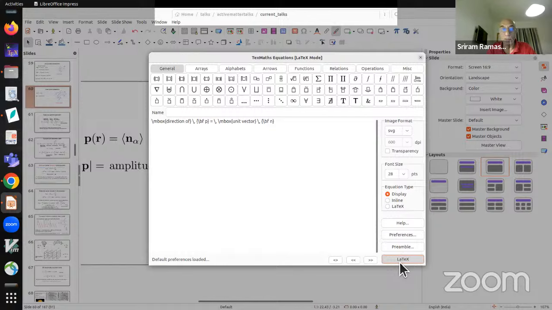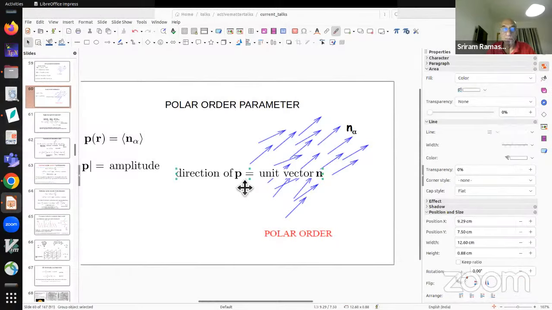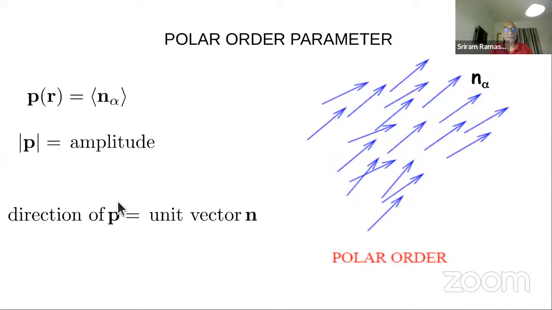Hopefully, I've not done any serious damage. There. All right. So the local average of the microscopic orientation vectors is some vector field P. Its magnitude is how strong the order is. Its direction is something called the director, a unit vector N.